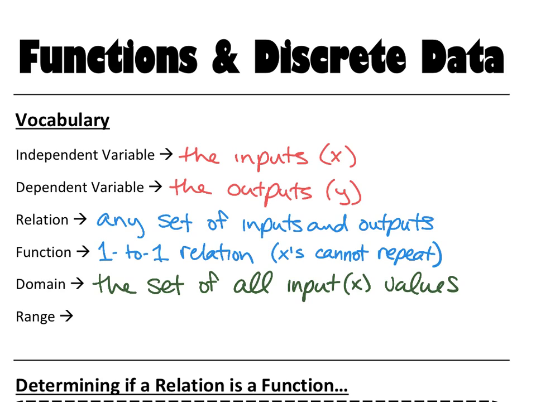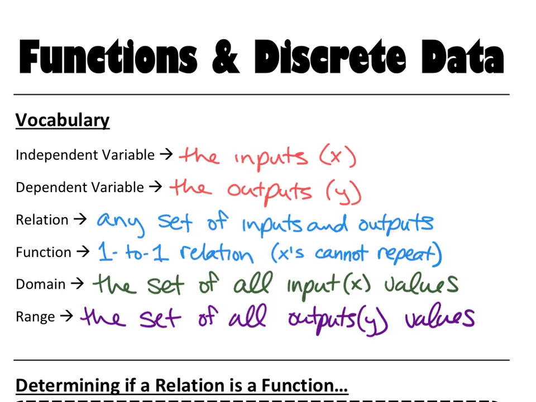And the range is pretty much just the opposite. Instead of being the set of inputs, the range is the set of all outputs, or y values, for our data sets. Again, really just talking about the independent and dependent variable, the inputs and the outputs, but we're going to use the phrases domain and range to talk about them.